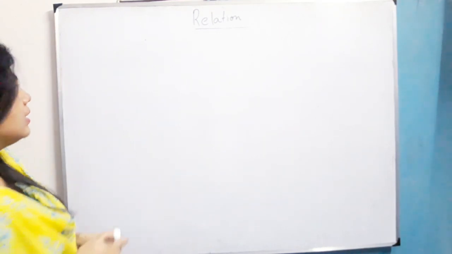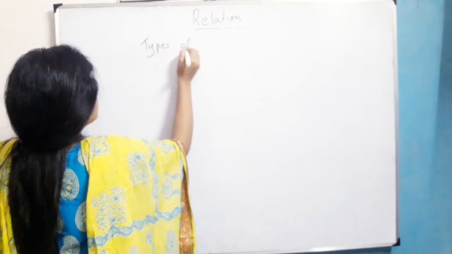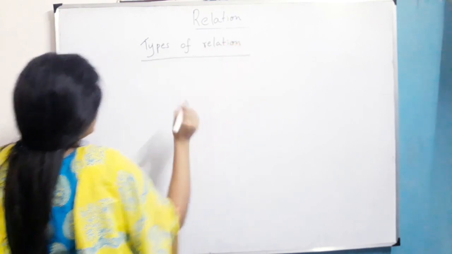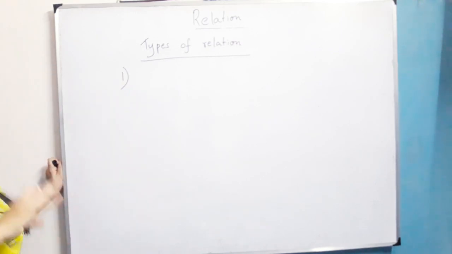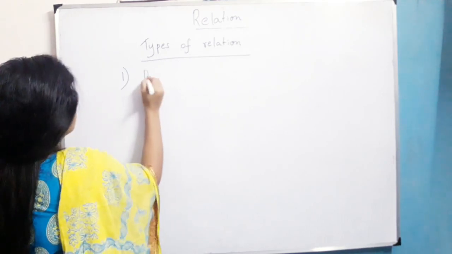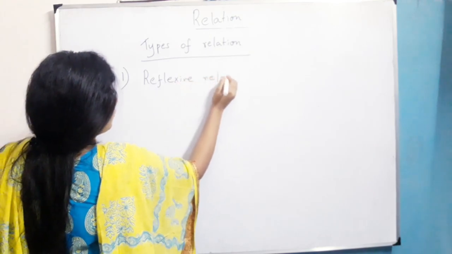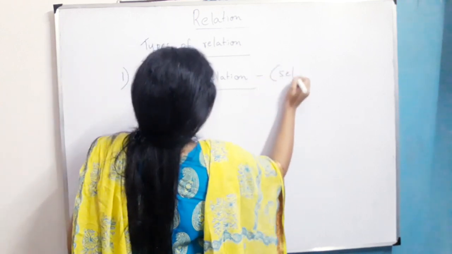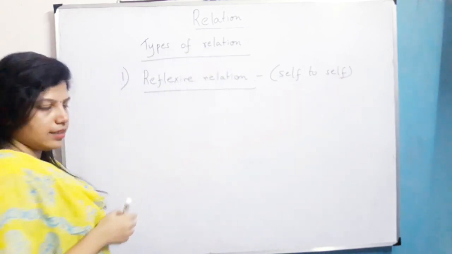Now I will talk about types of relation. Types of relation. So many types are there, but I will tell 4 of them, and among all the relations, these 4 are important. Okay. Number 1 is reflexive relation. Also write down here: self to self. Now I will explain what that is.